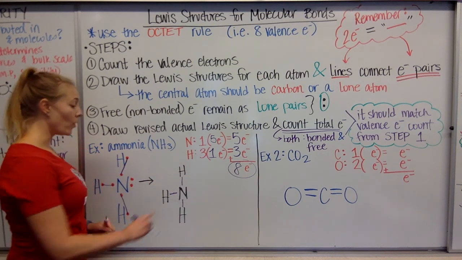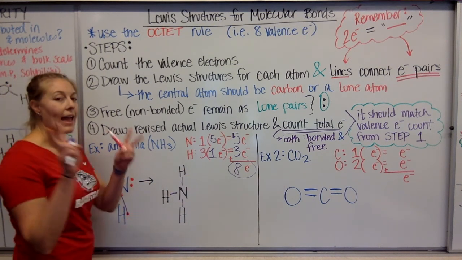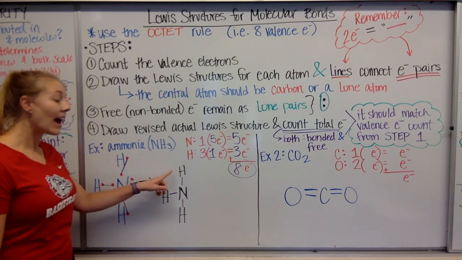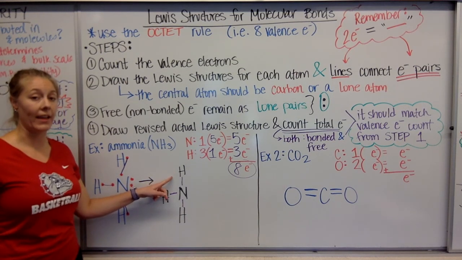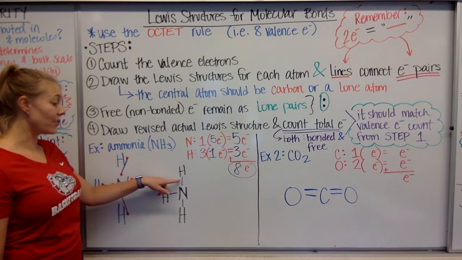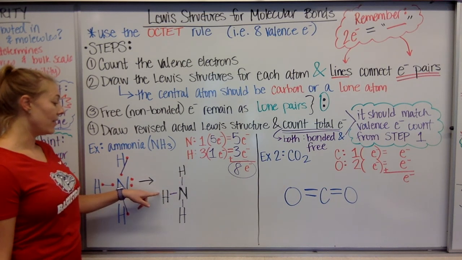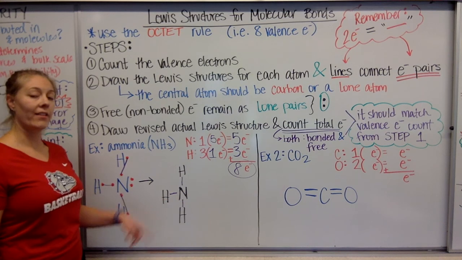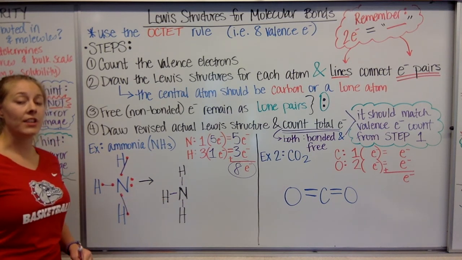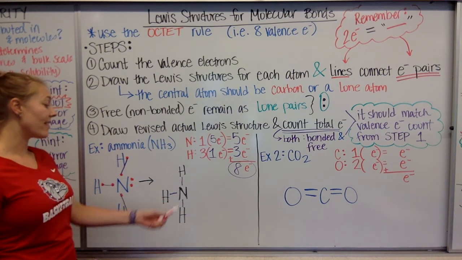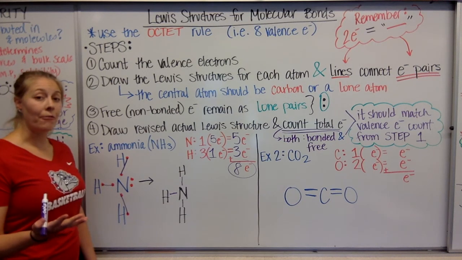Well, let's see which ones of these are happy. Which ones have their full valence? Hydrogen only needs 2 electrons to feel like it has a full valence. This one has 2, right? It feels like it has 2 because of those 2 bonded electrons. This hydrogen feels like it has 2. This hydrogen feels like it has 2. All those hydrogens are stable. They have a full valence. But nitrogen needs that full octet.